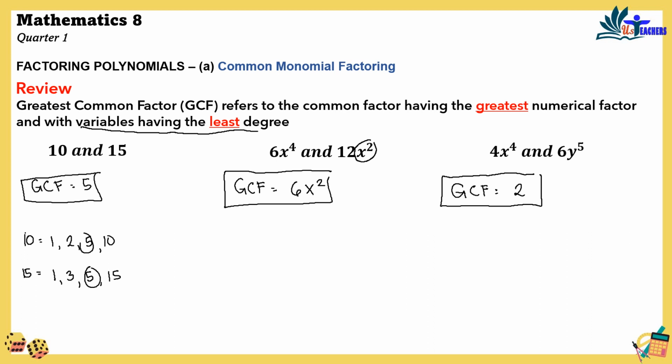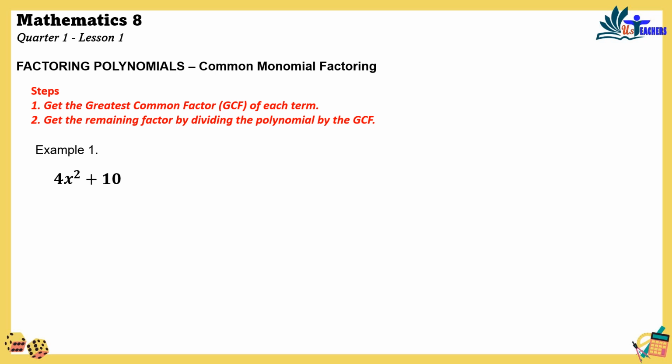Okay, so now, since na-review na natin yung GCF, pwede na natin ituloy kung paano nga ba ginagawa ang common monomial factoring. So, sa common monomial factoring, meron tayong dalawang steps. Una, get the greatest common factor of each term. Number 2, get the remaining factor by dividing the polynomial by the GCF. So, para mas maintindihan ninyo, meron tayong example dito.